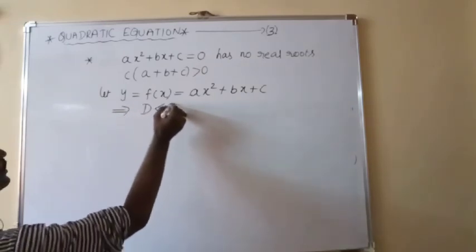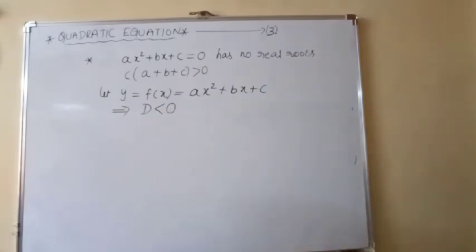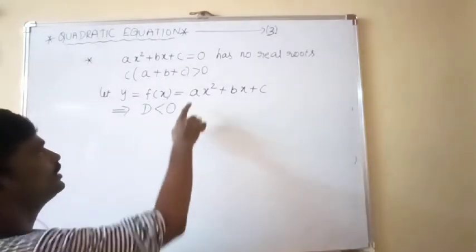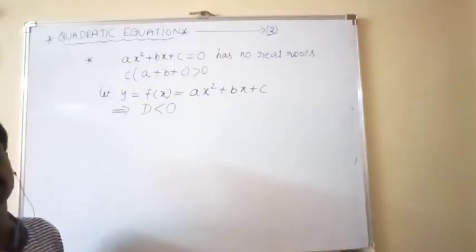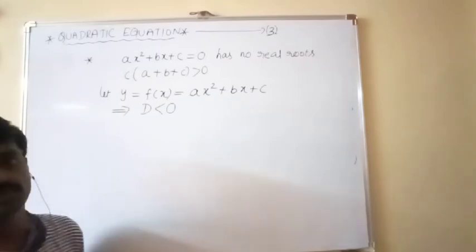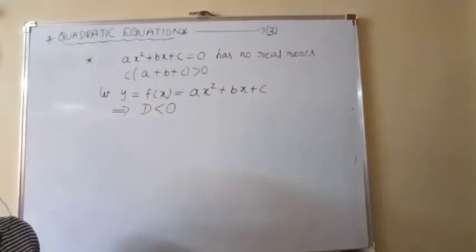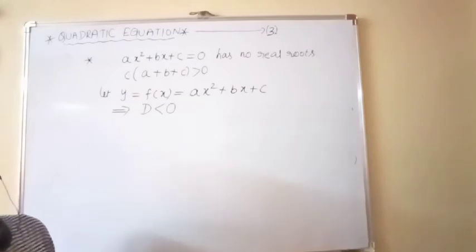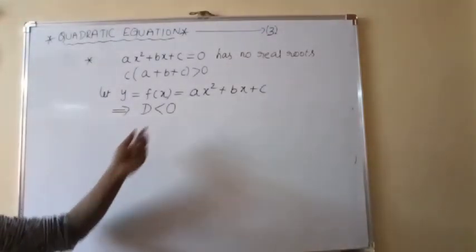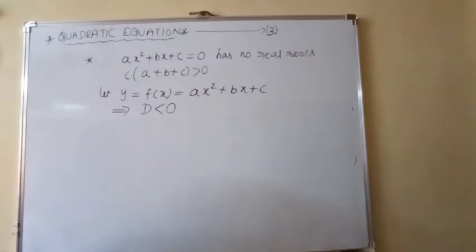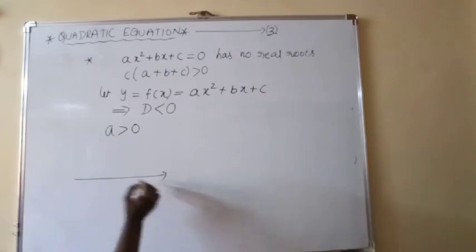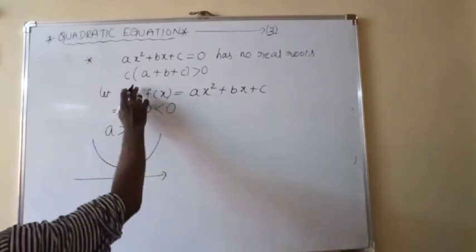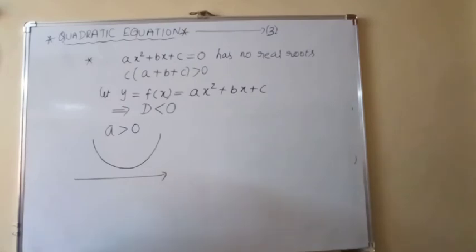No real roots means discriminant must be what? Negative. As discriminant is negative, depending on a value, it is either upward parabola or downward parabola, and it never cuts x-axis. That is, never meets x-axis. That means the parabola graph will be completely above x-axis or completely below x-axis because it has no real roots. Discriminant is less than 0. Suppose when a is positive, then the graph of y is equal to ax square plus bx plus c will be like this.